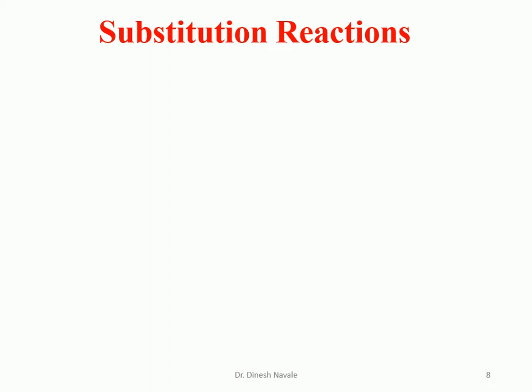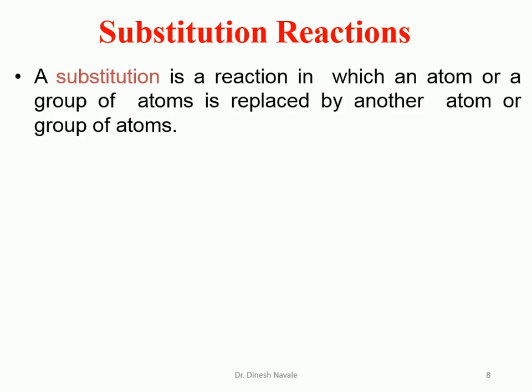So the next type of reaction that we are going to see is the substitution reaction. So what is the substitution reaction? As we know, in many games, one player is substituted by another player. That means we replace one player with another. The same thing happens in chemistry also. A substitution is a reaction in which an atom or a group of atoms is replaced by another atom or group of atoms.